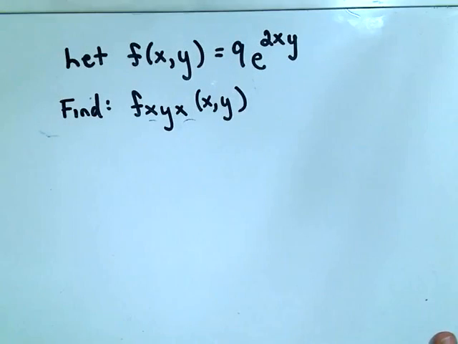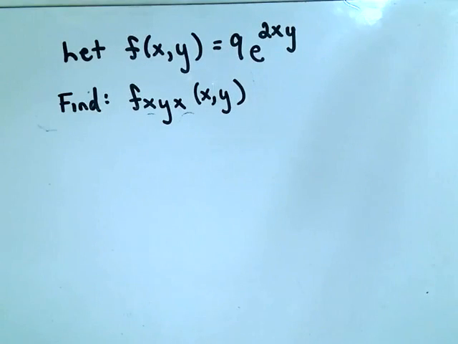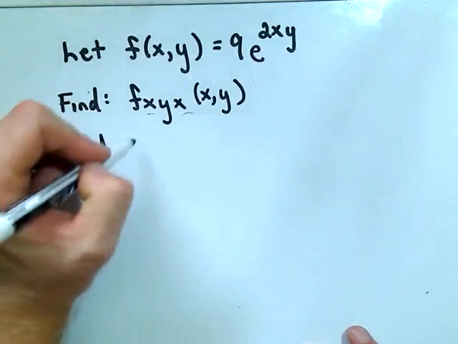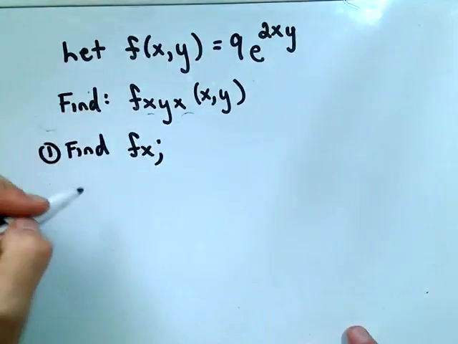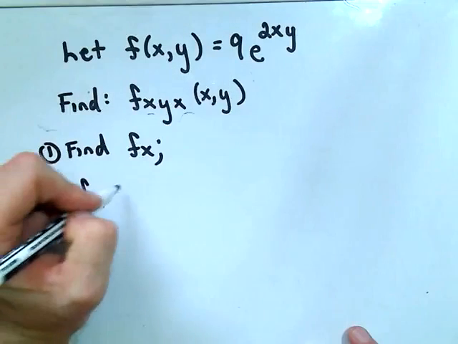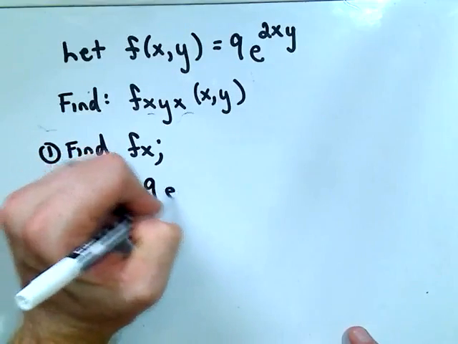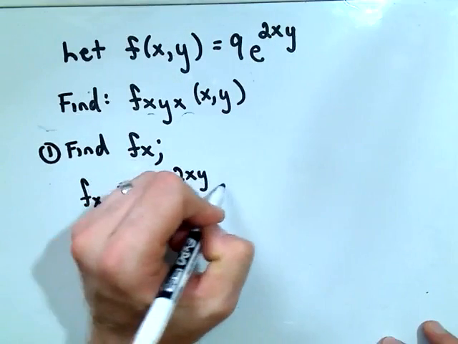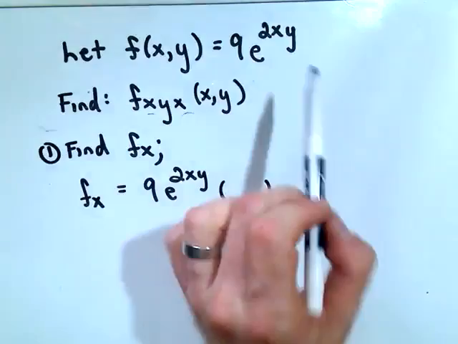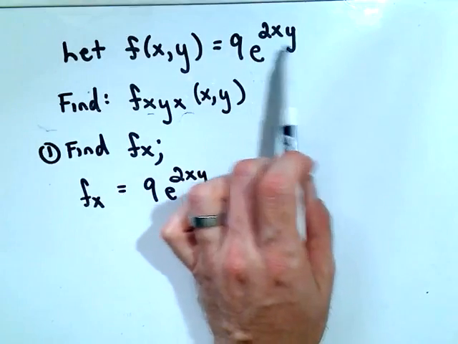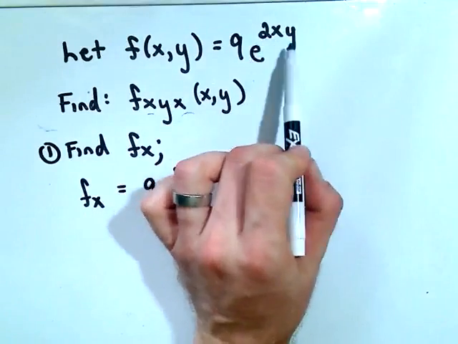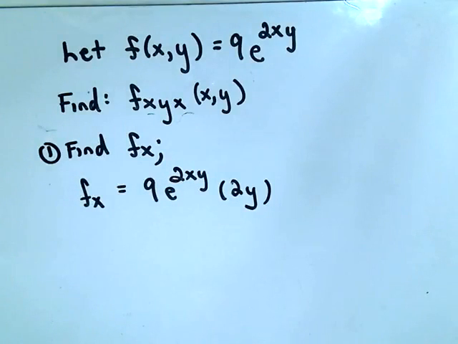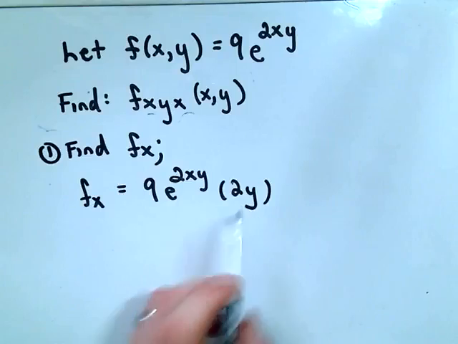So we've got our function. We want to calculate this f_xyx. So the first thing we'll have to do is find the partial derivative with respect to x. If we take the derivative with respect to x of this function, the derivative of e to anything, you get the exponential right back. Then you have to take the derivative of the exponent. Since I'm taking the derivative with respect to x, I treat x like a variable and the 2y like a constant. So I'll simply be left with this extra bit, this 2y.